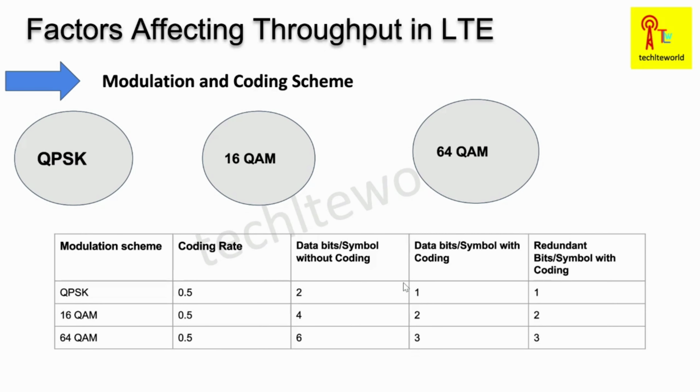The third factor which affects the throughput in LTE is the modulation and coding scheme. As we know, there are certain modulation schemes which LTE can support: one is QPSK, second is 16 QAM, and the final is 64 QAM. In QPSK, 2 bits per symbol can be transmitted. In 16 QAM, you can transmit 4 bits per symbol. And finally, in 64 QAM, we can transmit 6 bits per symbol.